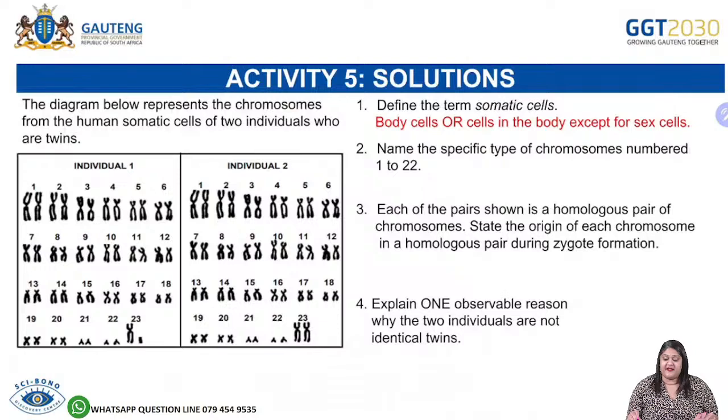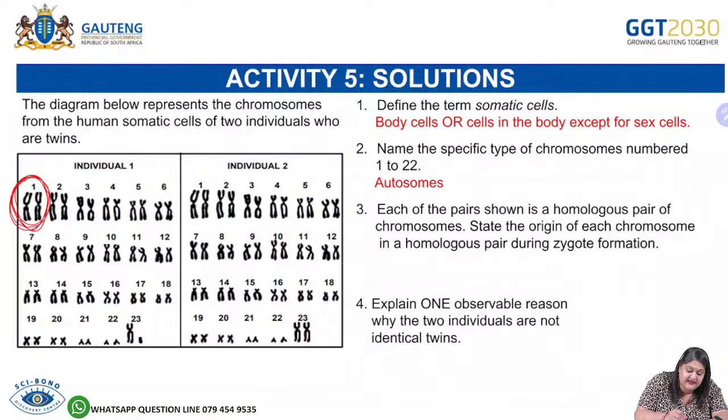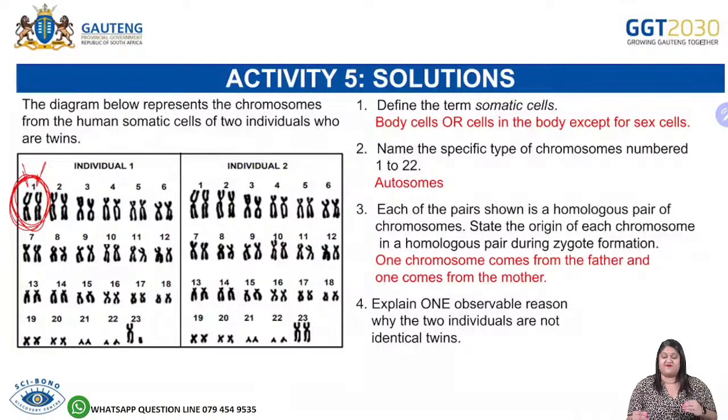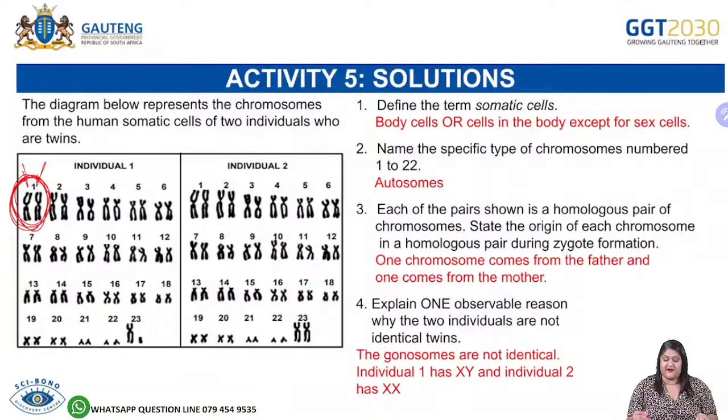Each of the pairs shown is a homologous pair of chromosomes. State the origin of each chromosome in a homologous pair during zygote formation. So they're saying that during zygote formation, these ones are going to pair. Right? Because remember, from the gamete will come one, from another gamete will come the other. So what essentially are we looking at here? We are looking at the fact that one chromosome is going to come from the mother and one from the father.